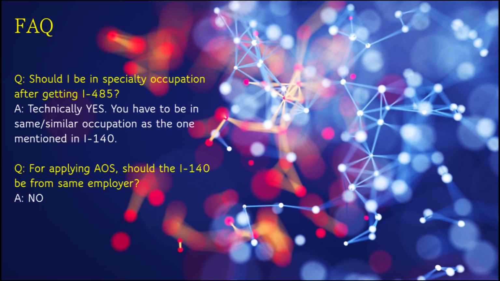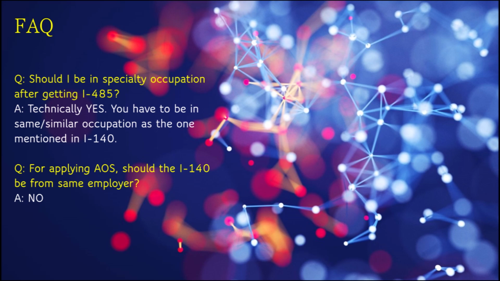So the first question is, should I be in a specialty occupation for applying for I-485? Technically, yes. According to AC21, which applies when your I-485 application is still pending with USCIS for more than 180 days, you can switch employers and go to different locations for work, but you have to be in the same or similar occupation or position for the I-485 to be approved. If this is not met, there are chances that the I-485 may be denied.